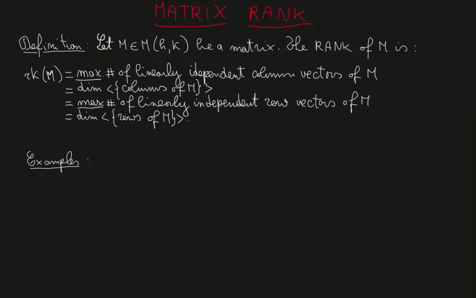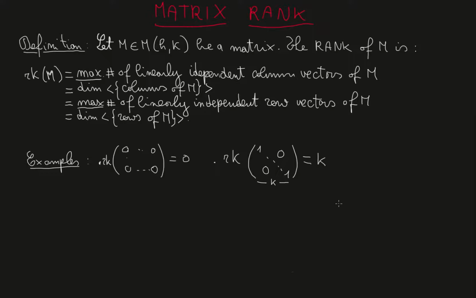Let's see a few examples. Let's consider first the null matrix. You see all the vectors, column vectors or row vectors, are zero vectors. Therefore, the vector space generated by them is just the trivial vector space reduced to the identity element, the zero. Therefore, its dimension is zero. So the rank of the zero matrix is always going to be zero regardless of h and k.